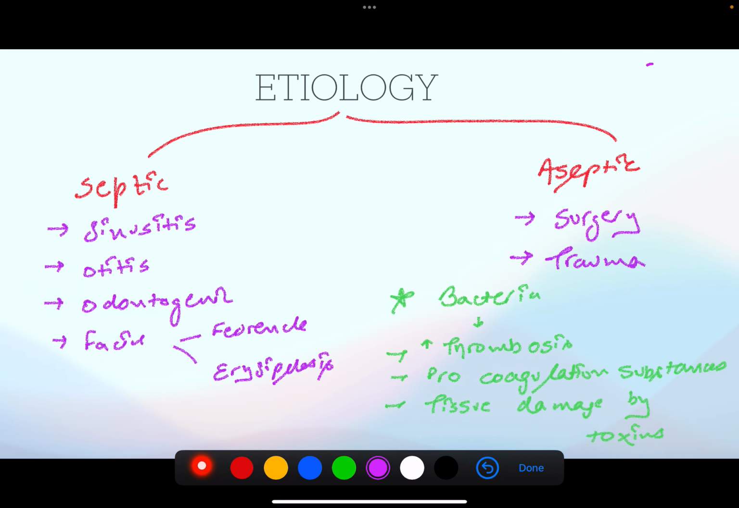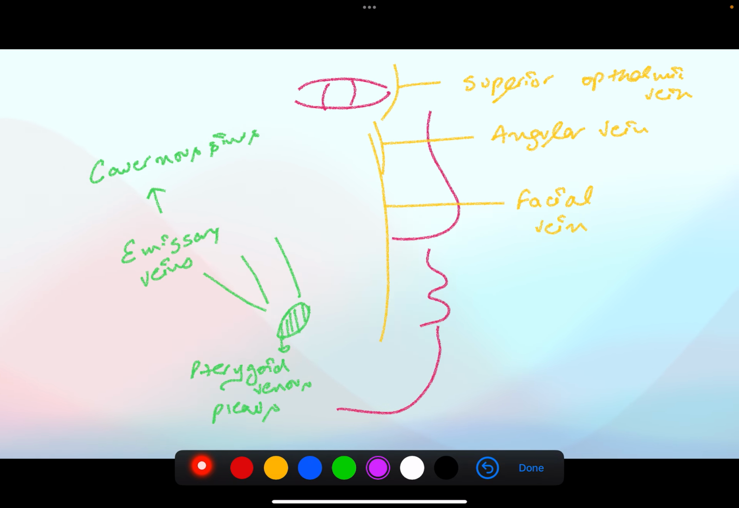Next, how does the cavernous sinus thrombosis occur? So etiologically, it can be due to septic or aseptic foci. Septic foci could be sinusitis, otitis, any odontogenic infection, or from facial structures. It could be furuncle or erysipelas. For the aseptic causes, it can be a surgery or trauma. So basically what happens for the septic cause, when bacteria is present, it leads to increased thrombosis and procoagulation substances are released. Also the toxins from the bacteria cause tissue damage.